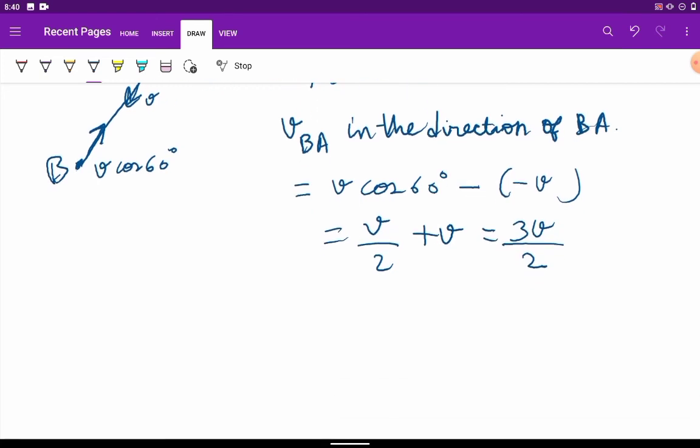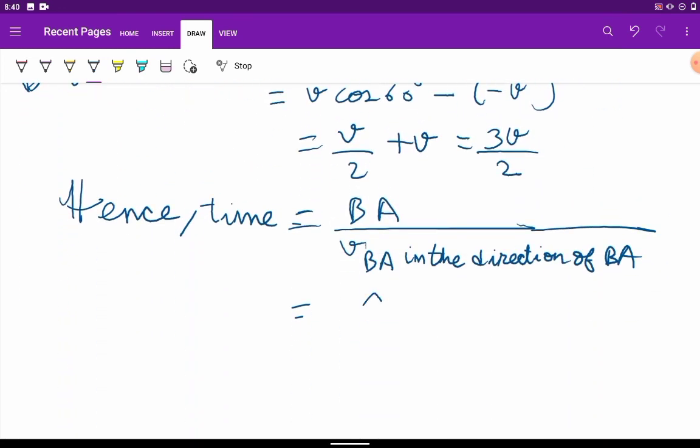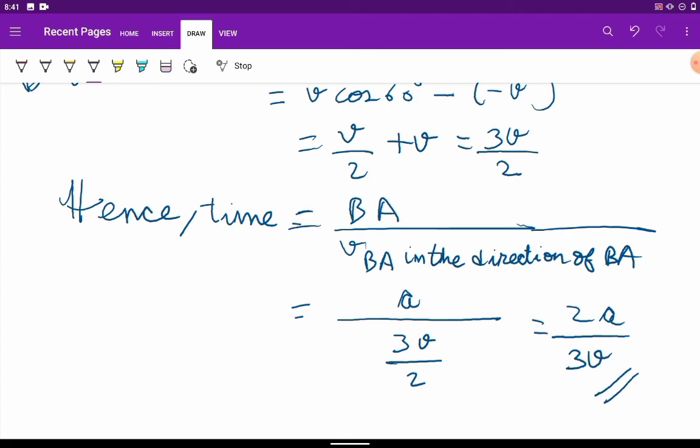This is VB in the direction of BA. Hence, time taken is equal to BA divided by the velocity of B with respect to A in the direction of BA. Now what is BA? BA is the side of the equilateral triangle, which is A, and VBA is 3V by 2. So the time is 2A by 3V. So yeah, that's that. Thank you.